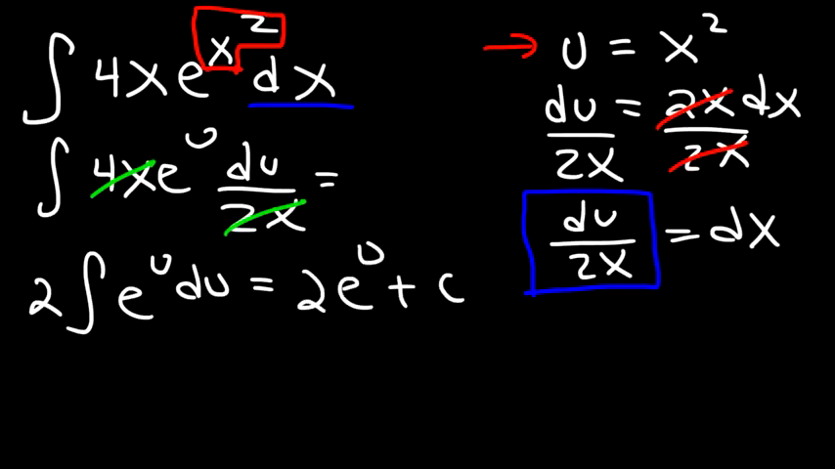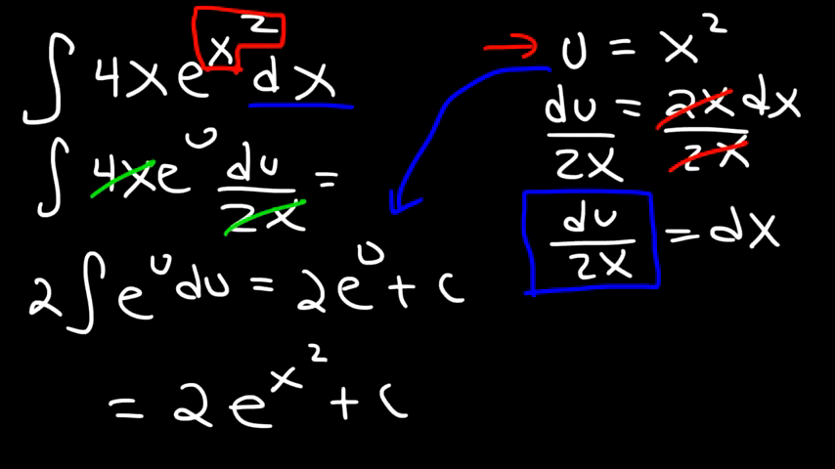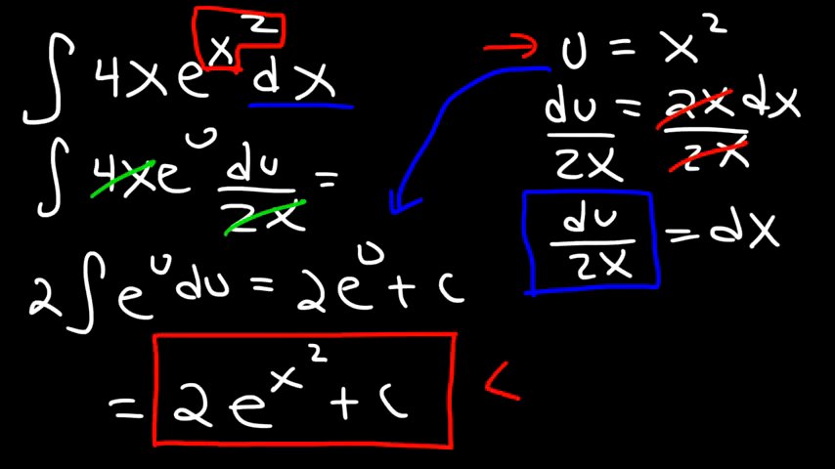Now the last thing we need to do is replace u with x squared. And so the final answer is going to be 2 e to the x squared plus c. And so u substitution is a common technique that you need to be familiar with when dealing with integration.